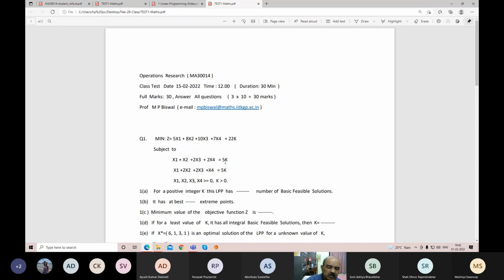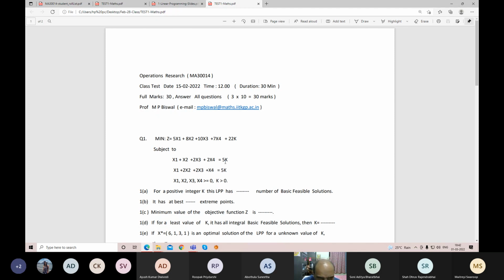How many solutions does it have? Again, what will you do? There are two variables, one equation. You will set one of them 0. Say x1 is 0, then you will find x2. So that way your work will increase like anything. Don't bother about that.